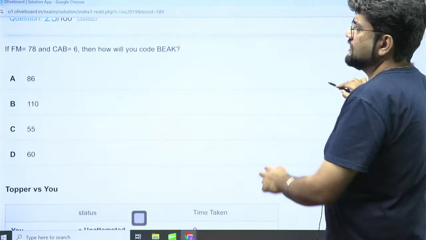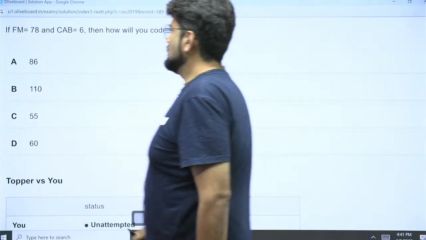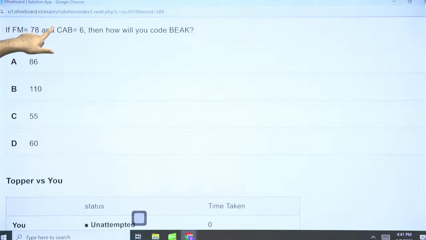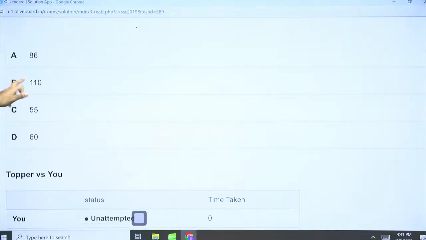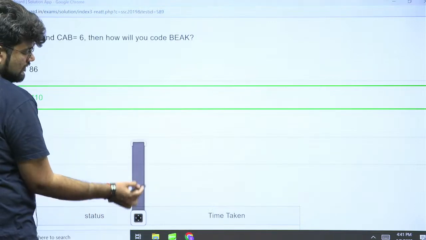If FM equals 78, CAB equals 6, then how will you code BEAK? 3, 1, 2. 3 plus 1 plus 2. But this will not add up to 78. This is 6 and 13. Product. Okay, 6 into 13 is 78. 3 into 2 into 1 is 6. So BEAK: 2, 5, 1, that is 10 into 11 is 110. Option B is the right answer. Okay, we are simply multiplying them. Cool.